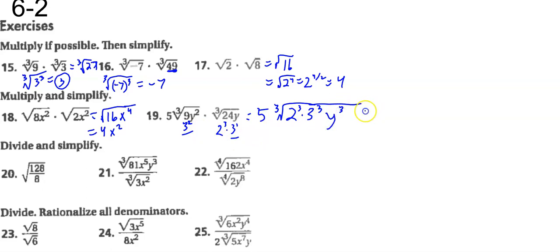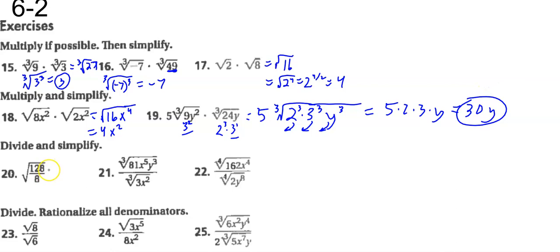Oh, this works out so nicely, doesn't it? So what comes out? A 2 comes out, 3 comes out, and a y. You have exactly the right number of each one. So it'd be 5 times 2 times 3 times y, which is 10 times 3 is 30y. It's so nice. That comes out so nicely.